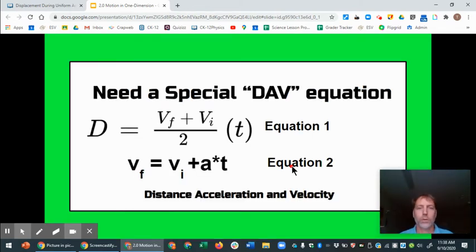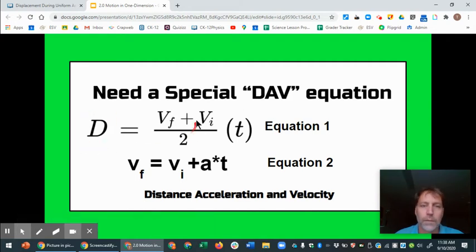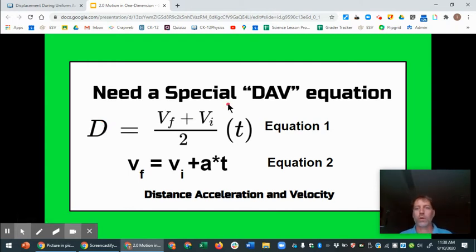Now, what we need is what I call DAVE equations: equations that incorporate distance, displacement, acceleration, and velocity. DAVE for short. Let me show you what I'm talking about. This equation has some displacement and some velocity, but it lacks acceleration. It's got some time in it, which is helpful. This equation here has velocity and acceleration, but it lacks distance. That's why they're called DAVE equations.